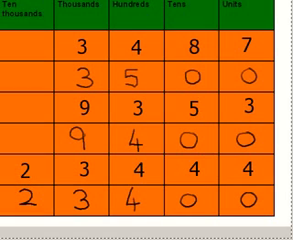So 23,444 is 23,400 to the nearest 100. It's in between 23,400 and 23,500, but it's nearer to 23,400.